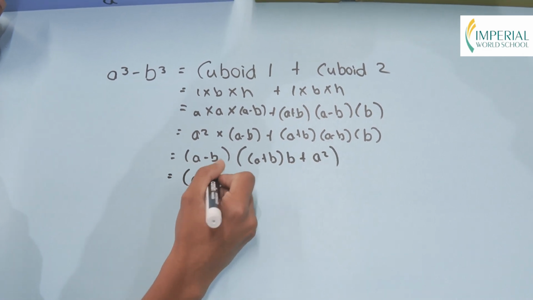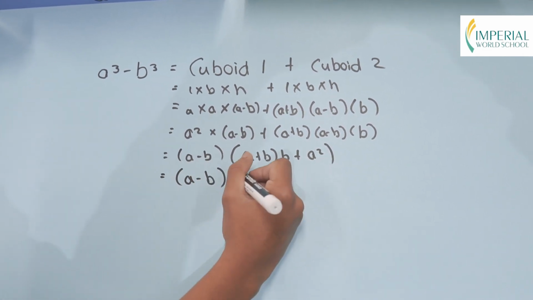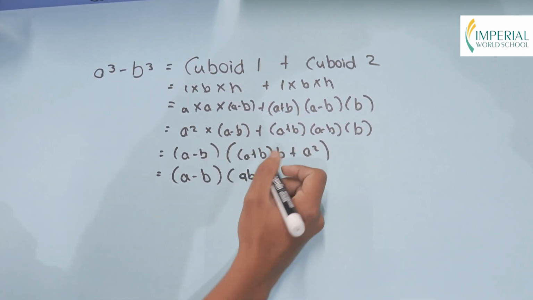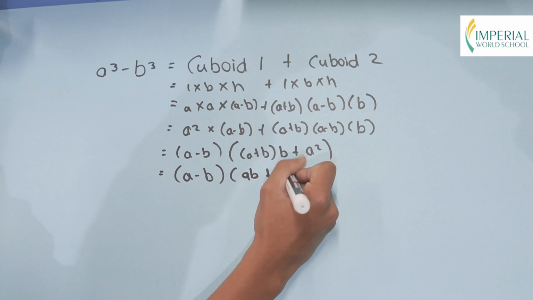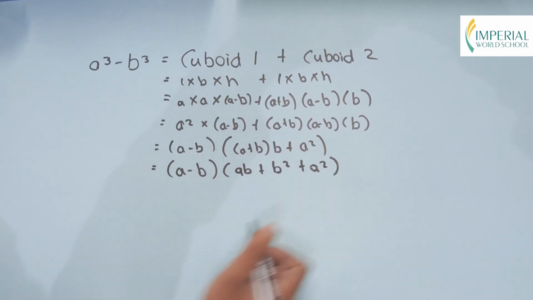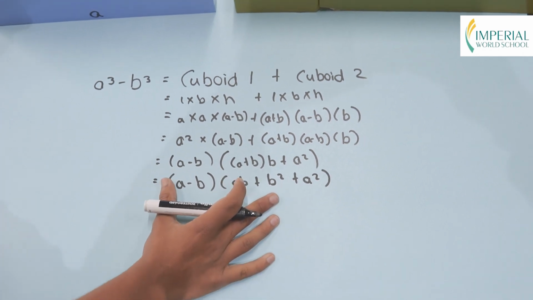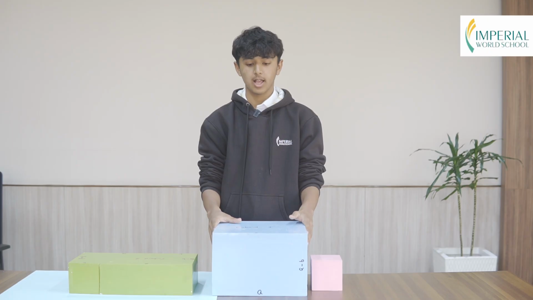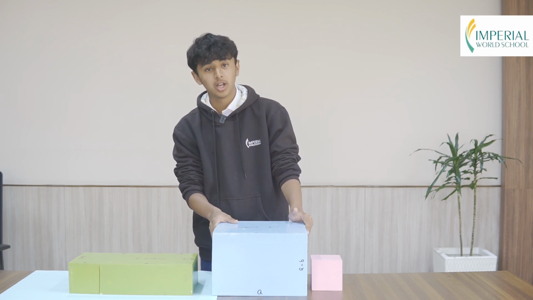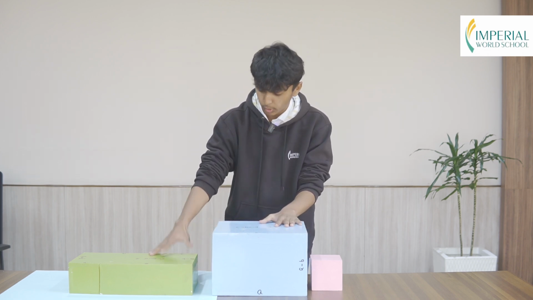Now further solving this, we can write this as ab plus b into b is b square, and the remaining one is a square. And hence we've got the formula of a³ minus b³. So that was the visual representation of the formula a³ minus b³. We also derived the formula from these models.